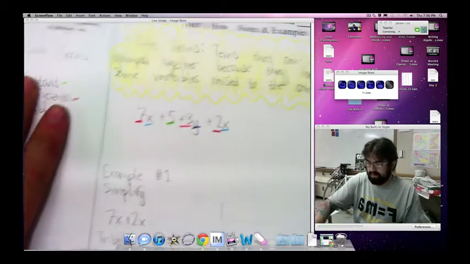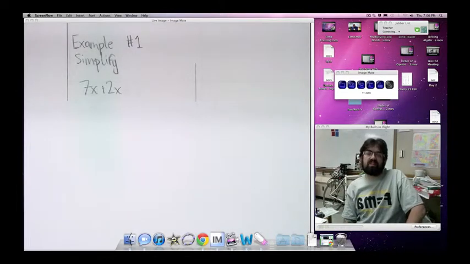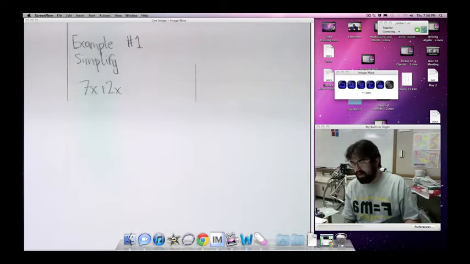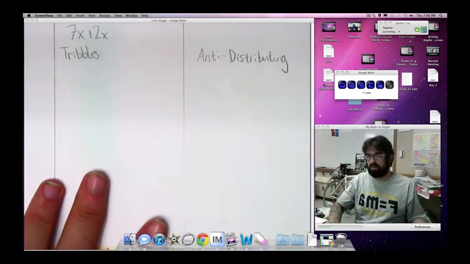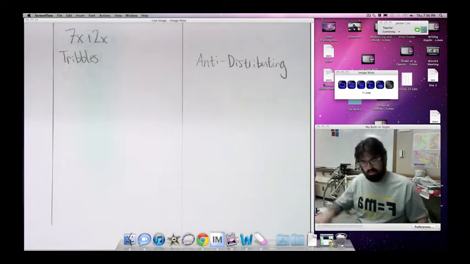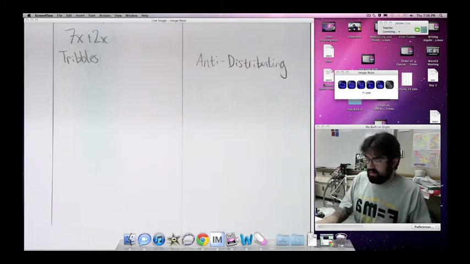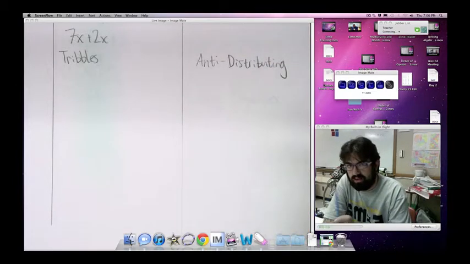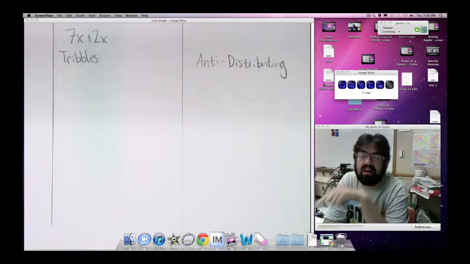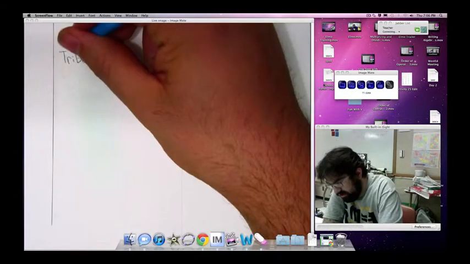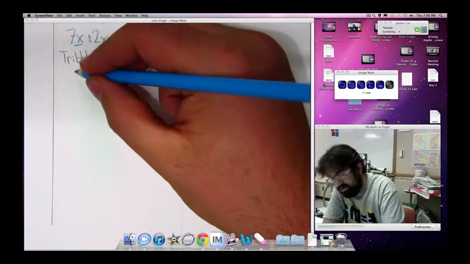Example number 1. I would like you to simplify 7x plus 2x. There are 2 methods for it for tonight. First one would be the triples method. Triples, by the way, I think is a huge method for this one. I'm going to assign a color for the x's and a different color for y if I had another variable. But this time I only have this one. So I've got blue and blue. They're both x.